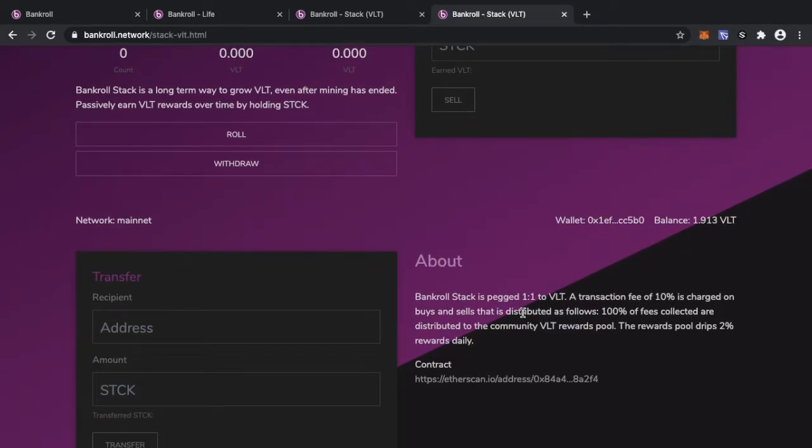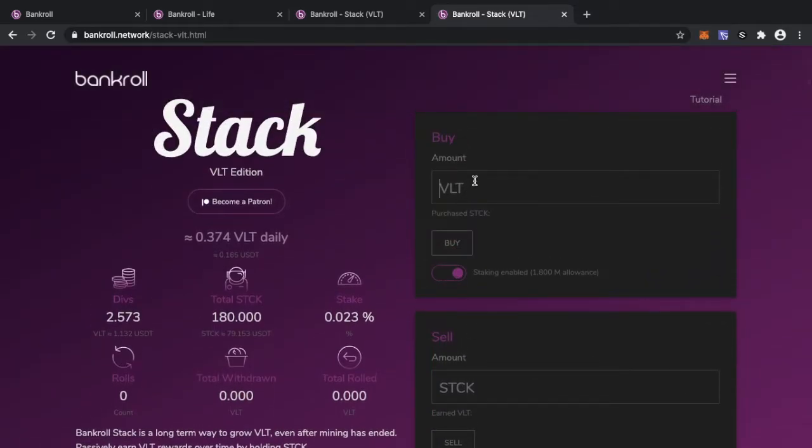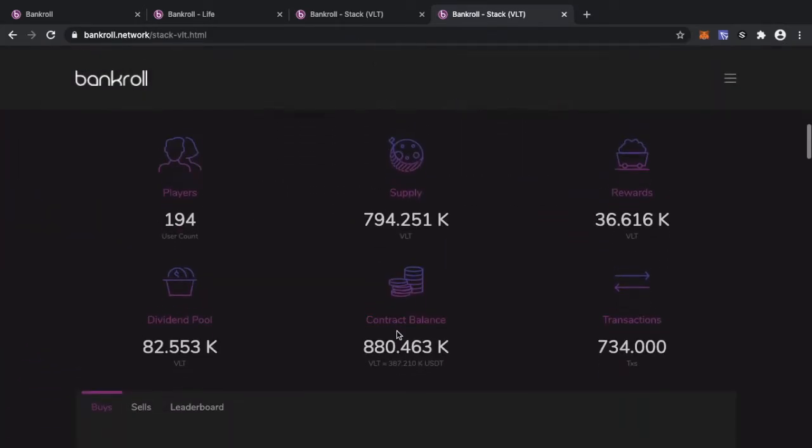Again, like Life, Vault has a transaction fee of 10% in and 10% out. So every time you buy into Stack or sell out of Stack, there's 10%. For example, if you go in with 100, you would only get 90, and if you sell 100, you would only get 90. That's pretty straightforward. Those 10% in and out fees are distributed to the community VLT rewards pool, and the reward pool drips 2% worth of rewards daily.